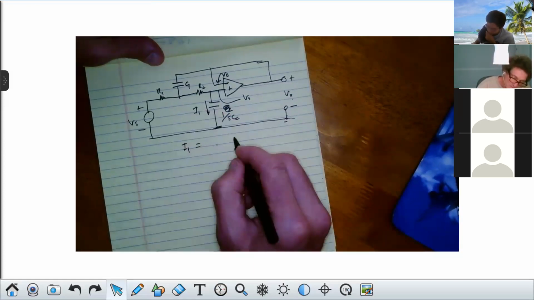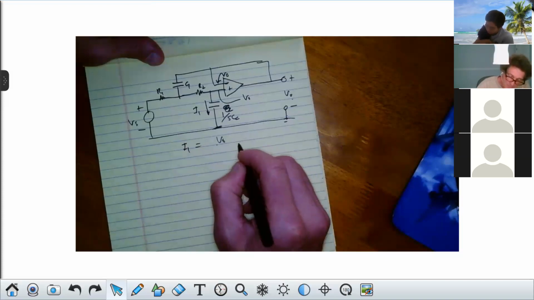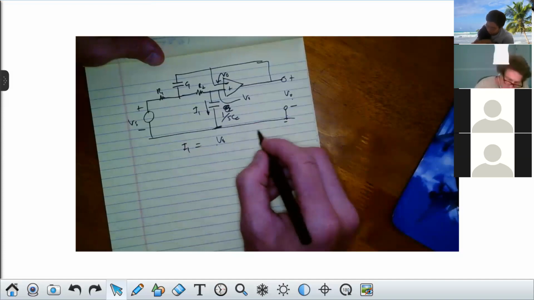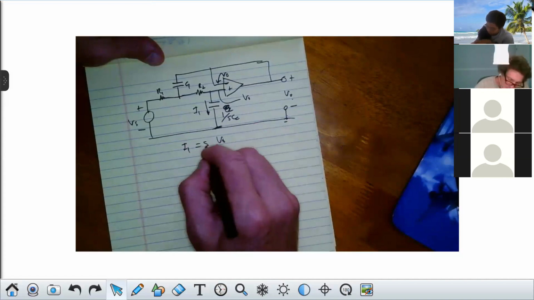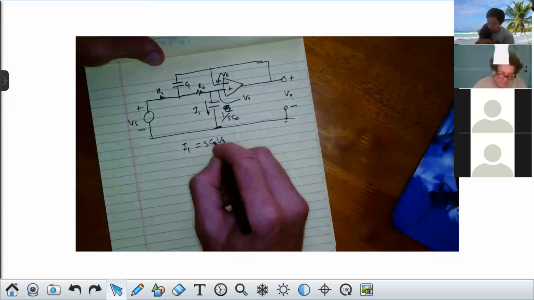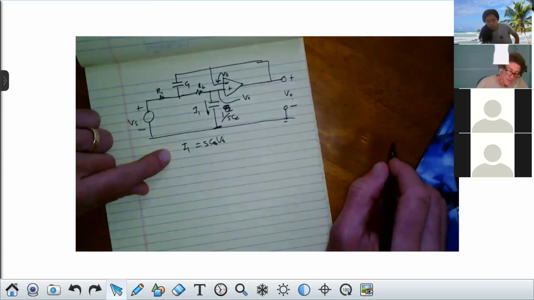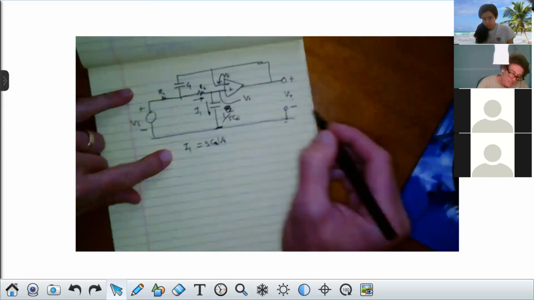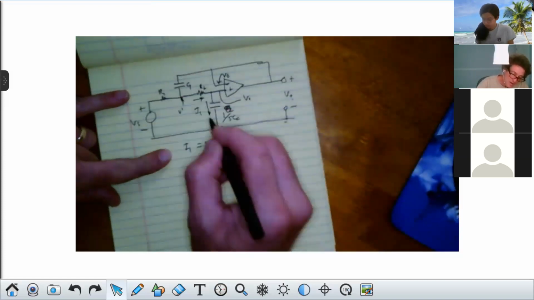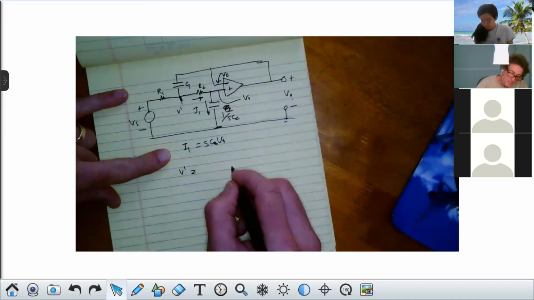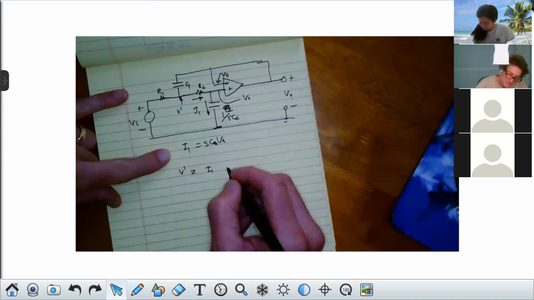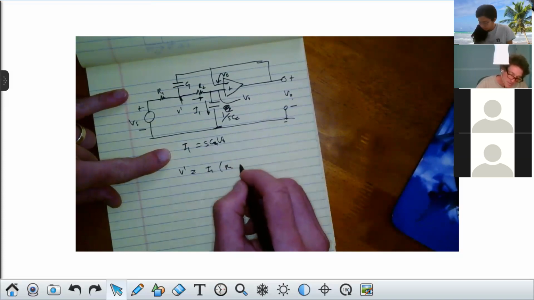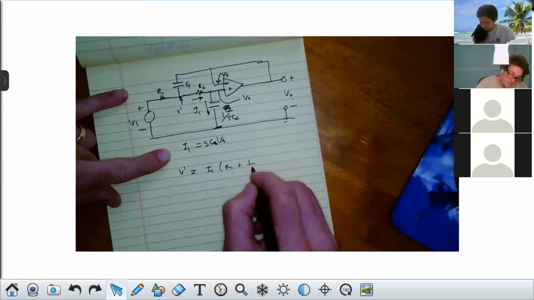I1 is equal to simply V naught divided by 1 over SC2, right? So this is really SC2 times V naught would be I1, correct? Yes. I1's also flowing there, correct? Mm-hmm. That means the voltage here, I'll call it V prime. V prime would be equal to I1 times R2 plus 1 over SC2.